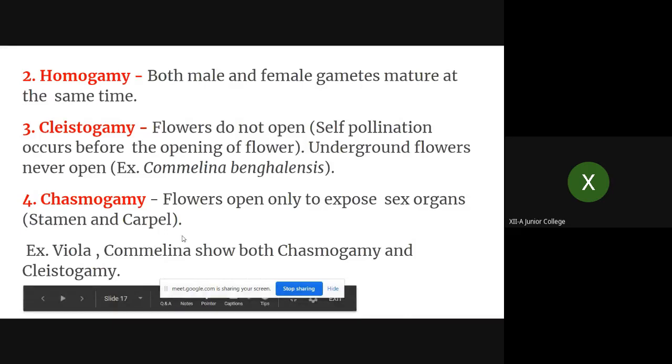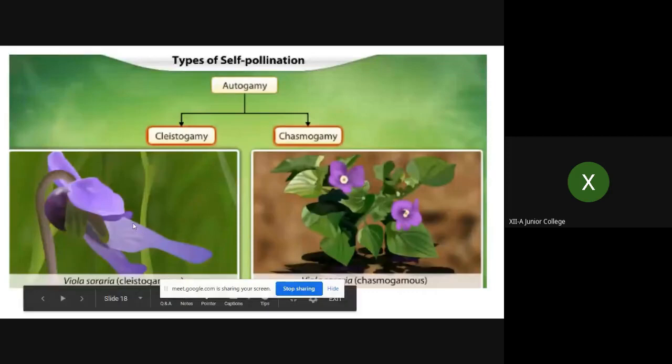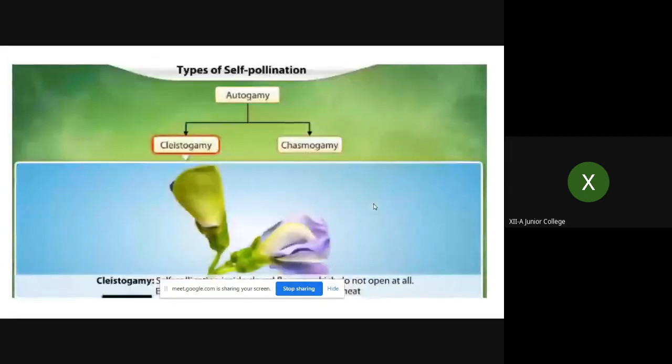So, you can see the diagrams here, the pictures. This is the viola soraria, where cleistogamy is seen. That means these flowers are closed totally. And here is chasmogamy, where these sex organs are exposed. After the self-pollination, they open. So that is chasmogamy. Then here is one more example of cleistogamy.